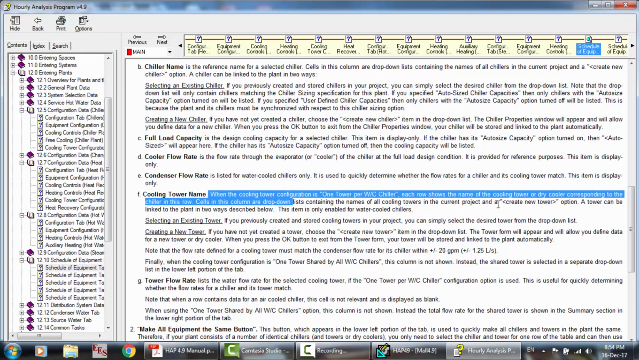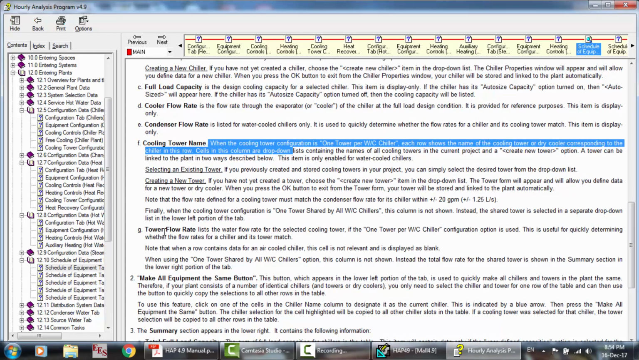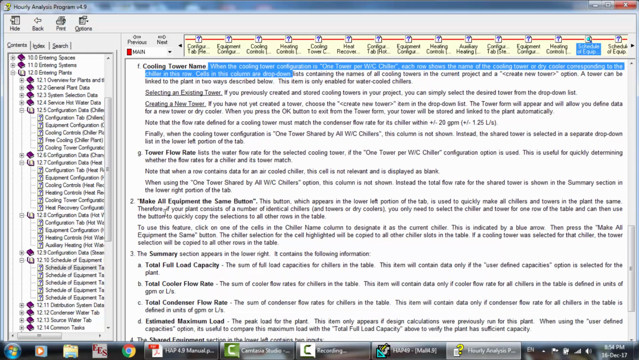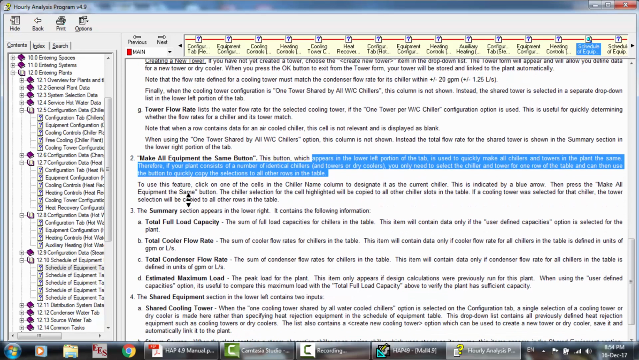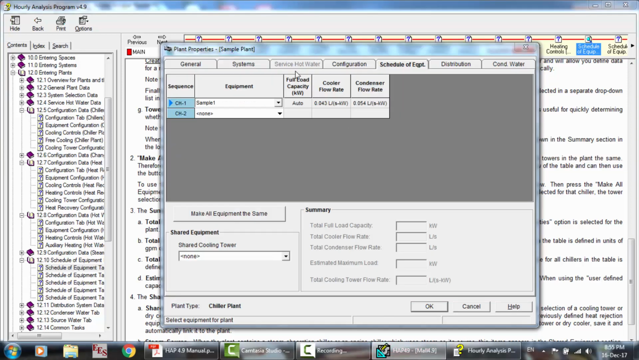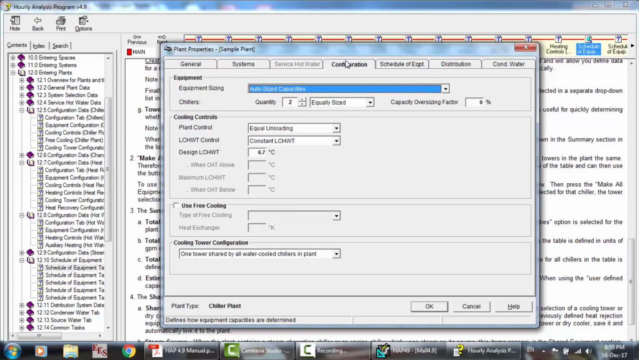Okay, and the make all equipment the same button on the tower left, like what I have just showed to you, is used to quickly make all chillers and towers in the plant the same. Therefore, if your plant consists of a number of identical chillers and towers or dry coolers, you only need to select a chiller and tower for one row of the table and can then use the button to quickly copy the selections. Also you can increase these by making it 5, notice, and so on.